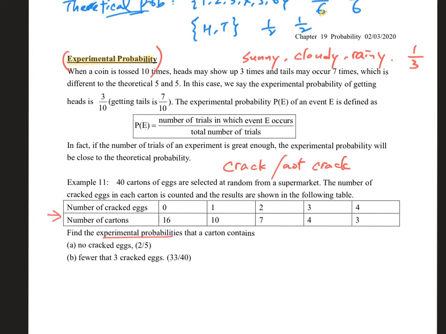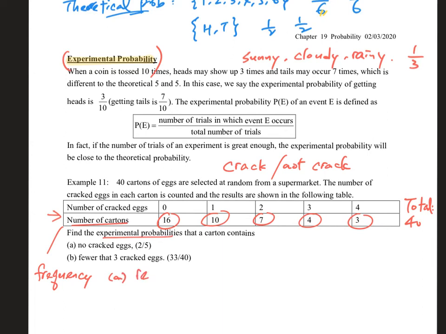So in 40 cartons of eggs over there, no cracked eggs, there are 16. One crate will be 10 cartons, etc. Anyway, now you will see this is called number of cartons here. You will see that it's the frequency. So that means we are talking about the total. Now totally how many cartons of eggs are you considering? Yes, they are totally 40. So this is the denominator we are going to use.